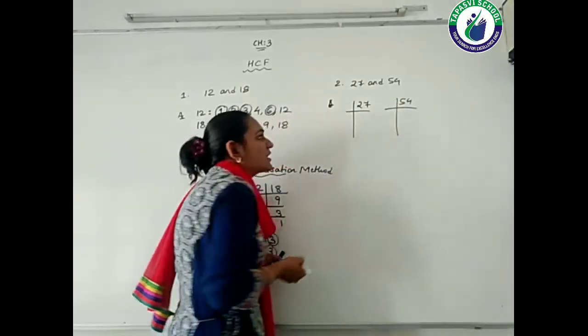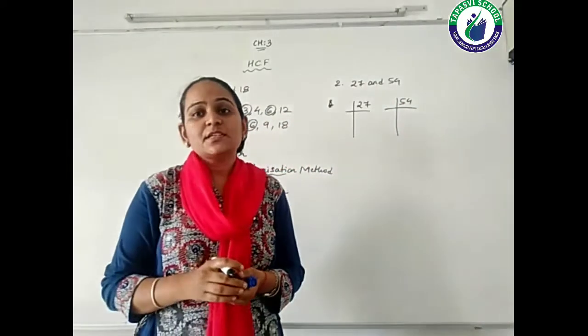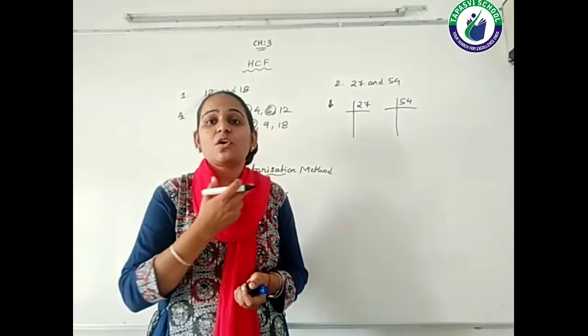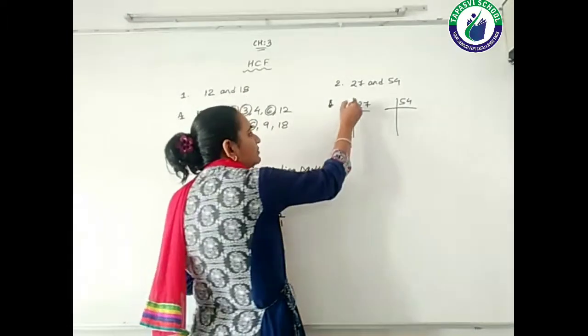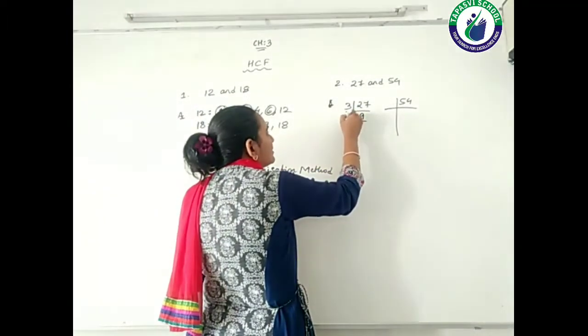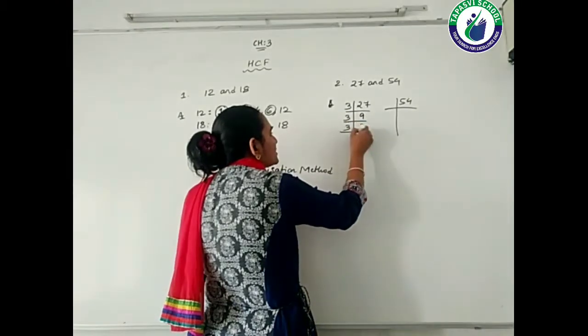Now 27 comes in the table of 3. It doesn't come in the table of 2, the reason being it is an odd number. So 3 9s are 27, 3 3s are 9, and 3 1s are 3.